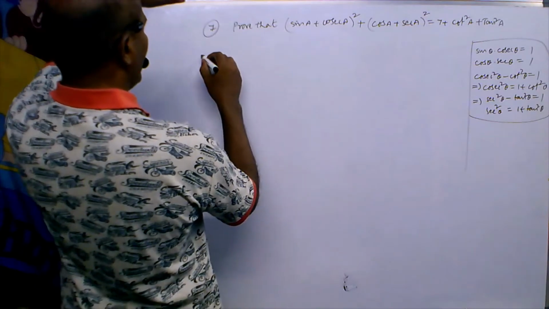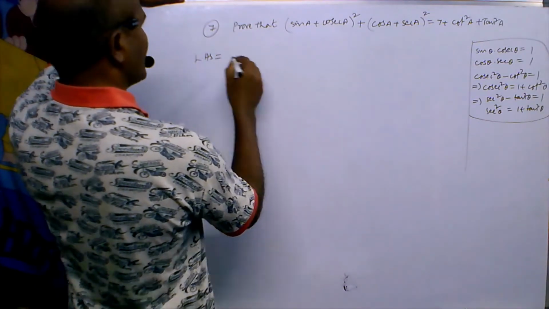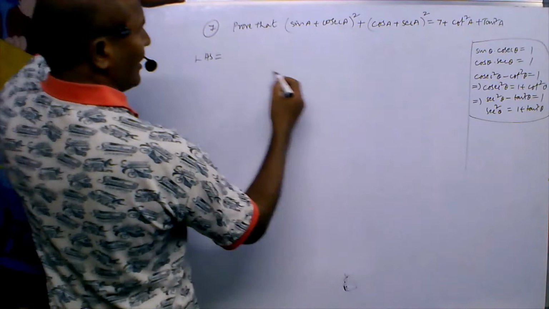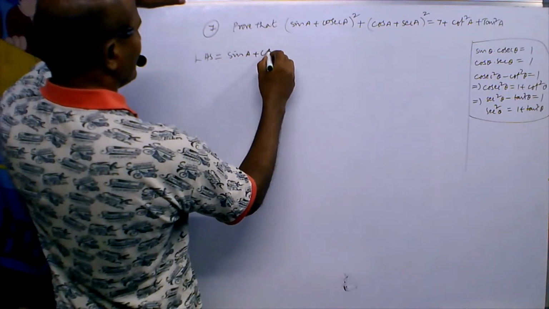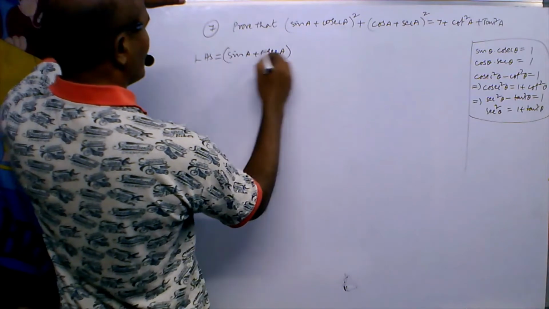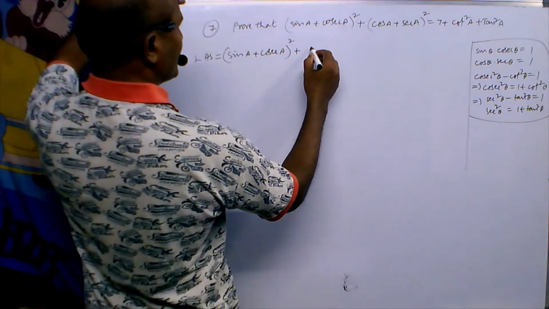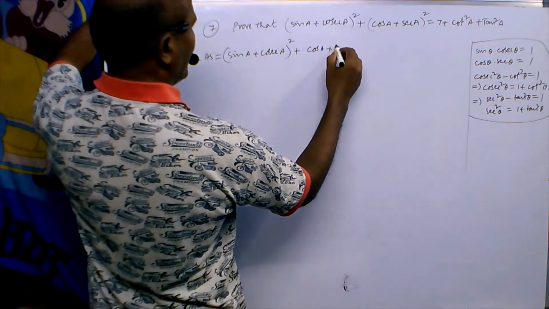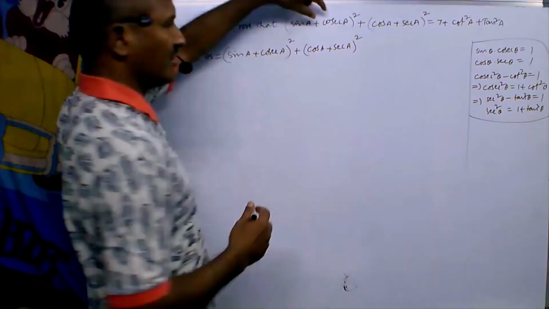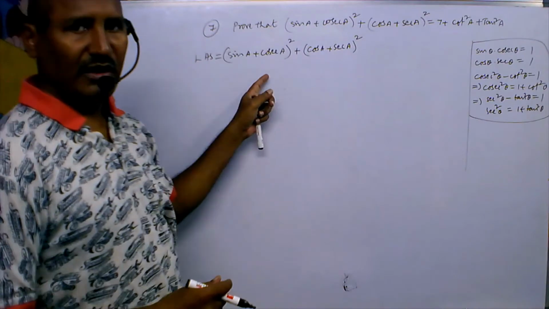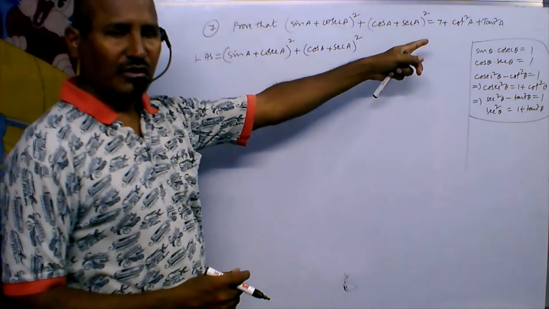Now let us take LHS here. In LHS, what is the expression? Here (sin A plus cosecant A) whole square plus (cos A plus secant A) whole square. I took just LHS. With the help of LHS, let us come to RHS.